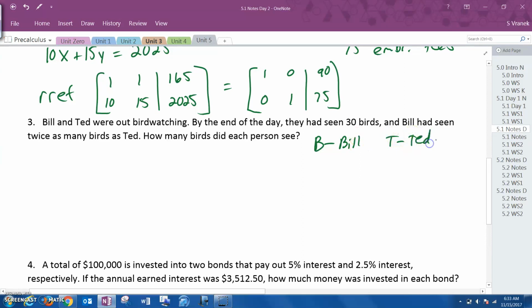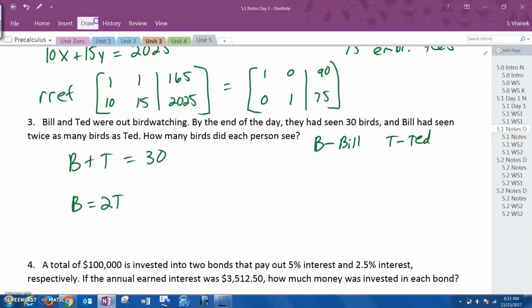Okay, so we know the number of birds Bill and Ted both see together is 30. That's the first equation. Don't try to meld the second one where it says Bill had seen twice as many birds as Ted. Don't try to do that until after you write that equation down. Bill has seen 2 times the amount of Ted's birds. So that would be B equals 2T.